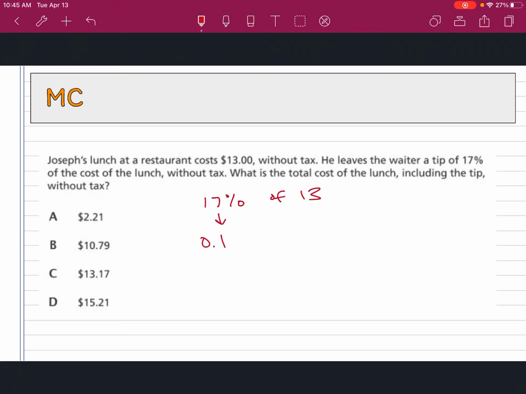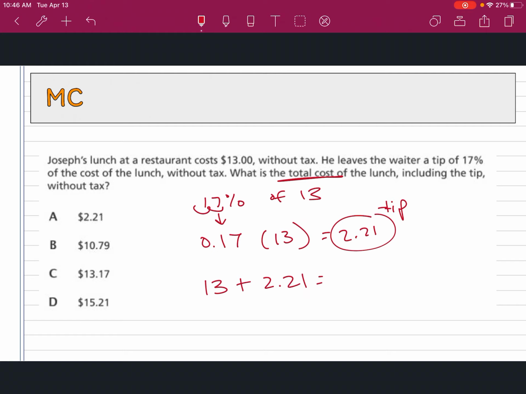17% as a decimal is 0.17. Remember, you can divide 17 by 100 or move that decimal point 2 spaces to the left. And we're going to multiply by 13. So 13 times 0.17 is $2.21. So that is the tip, okay? But they want to know the total cost. So you have to go ahead and add that tip onto the total cost of 13. And so your answer would be $15.21, which is option D.